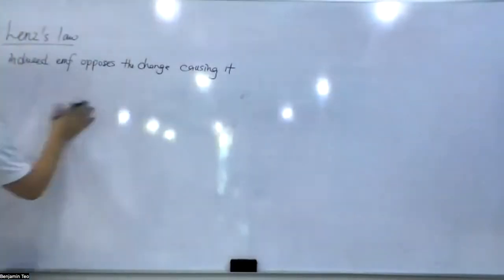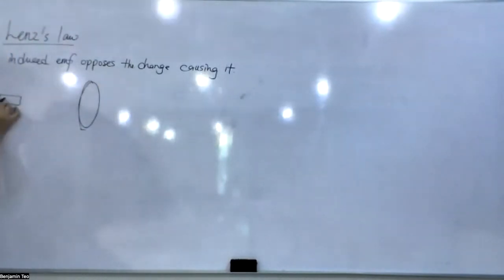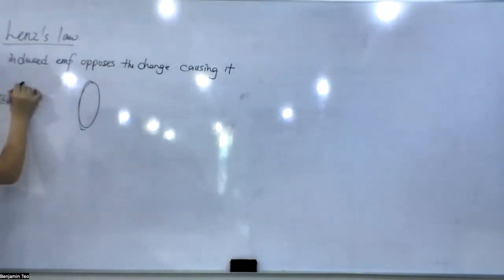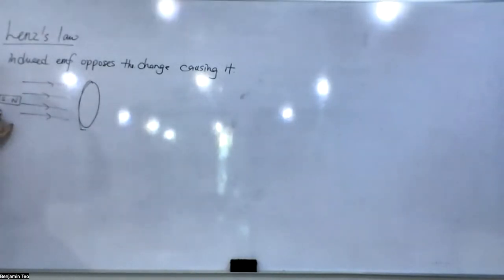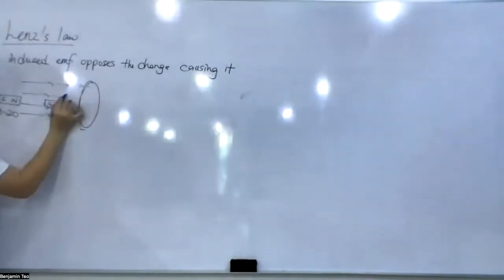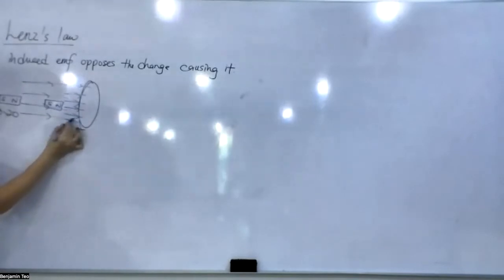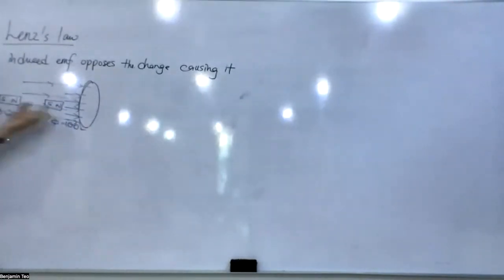Okay, let's say this is the coil. Here, from this position, the flux is 20. Okay, I move this one to here. This flux has increased to 100. What does Lenz's law say? If I have a coil here, I move the magnet close to it, the flux will increase.